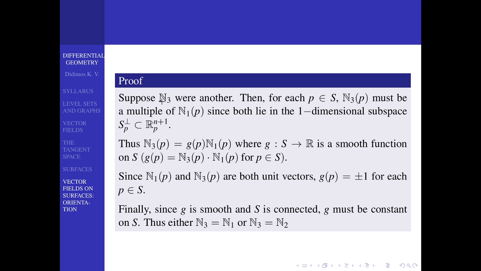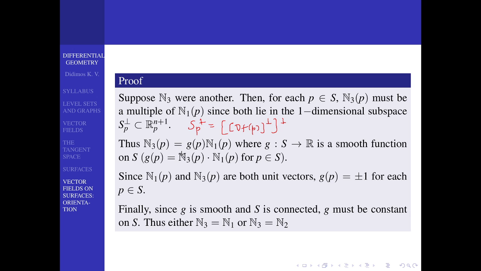We can continue the proof by defining n3 as another vector field with all these properties. Then for each p belongs to S, we have n3 of p must be a multiple of n1 of p, since both lie in the one-dimensional subspace S_p perpendicular. We already saw that this S_p perpendicular is the del F of p perpendicular whole perpendicular. So this is a one-dimensional vector space, and n3 of p lies only in this one-dimensional vector space.